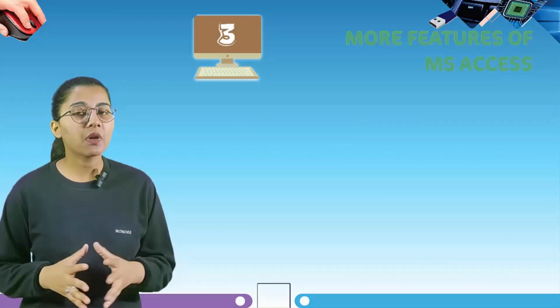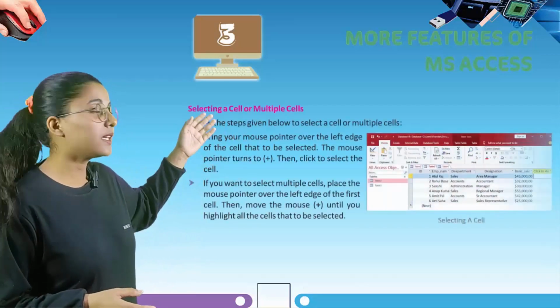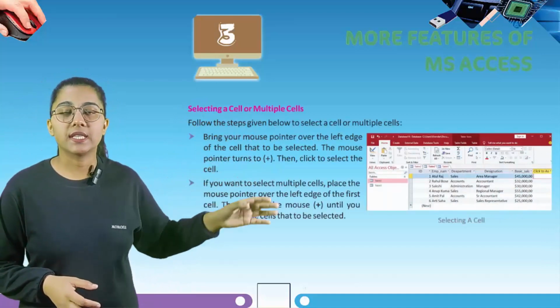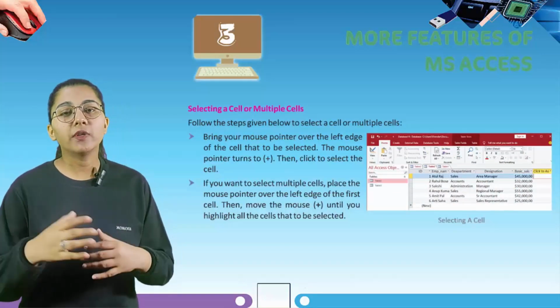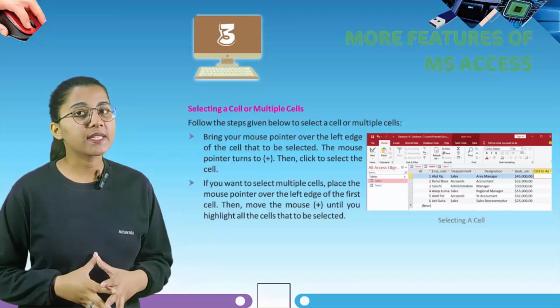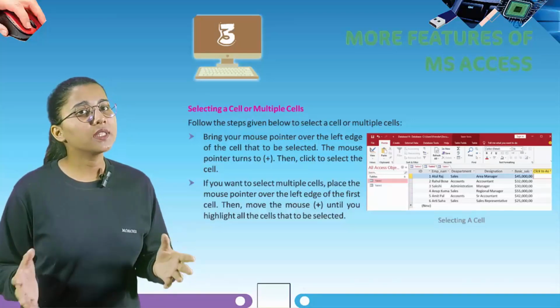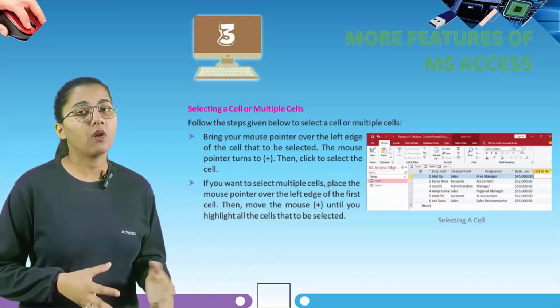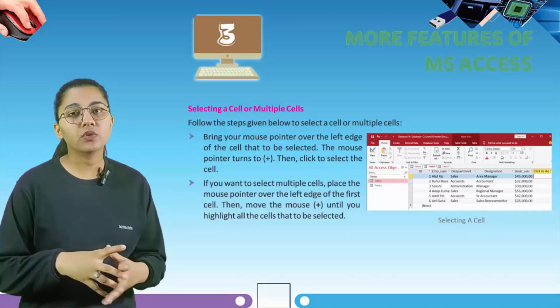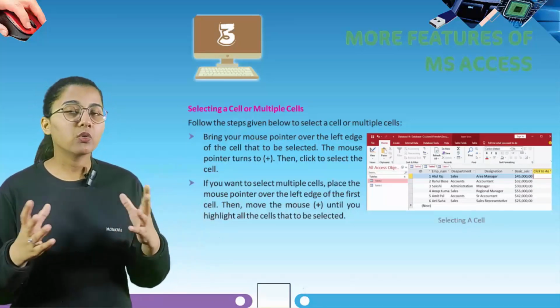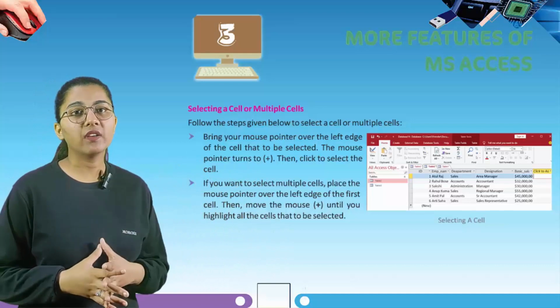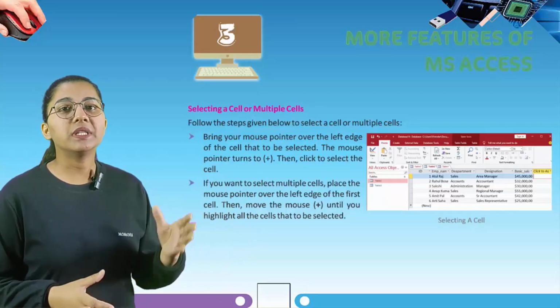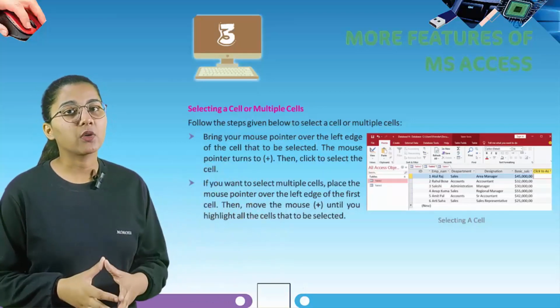Now students, next we are going to learn about selecting a cell or multiple cells. Now we are going to learn how you select a cell or multiple cells in MS Access. Follow the steps given below to select a cell or multiple cells. So if you want to select a cell or multiple cells, you have to follow these steps. First, bring your mouse pointer over the left edge of the cell that is to be selected.